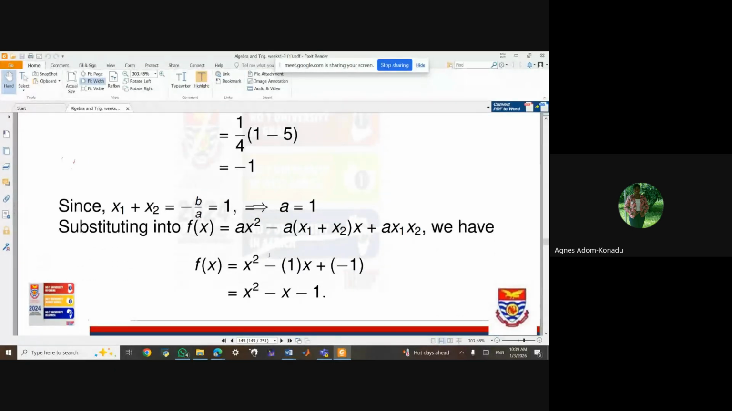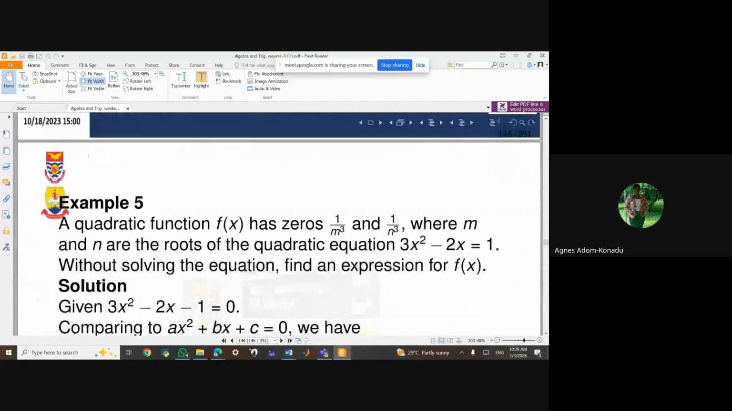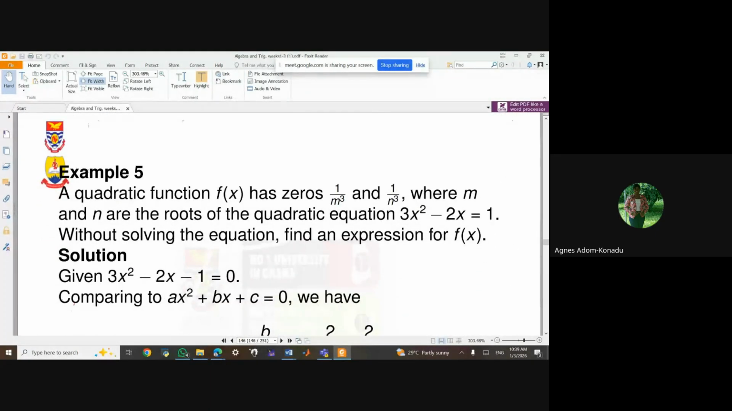So when I substitute, I'm going to get x squared minus the sum of roots x plus the product of roots, and my a is 1. So I have x squared, the minus is still here. Then the sum of roots, I had 1, and then my a is 1. And then the product of roots, I had minus 1. So the function will be x squared minus x minus 1. So that's how to go about it.